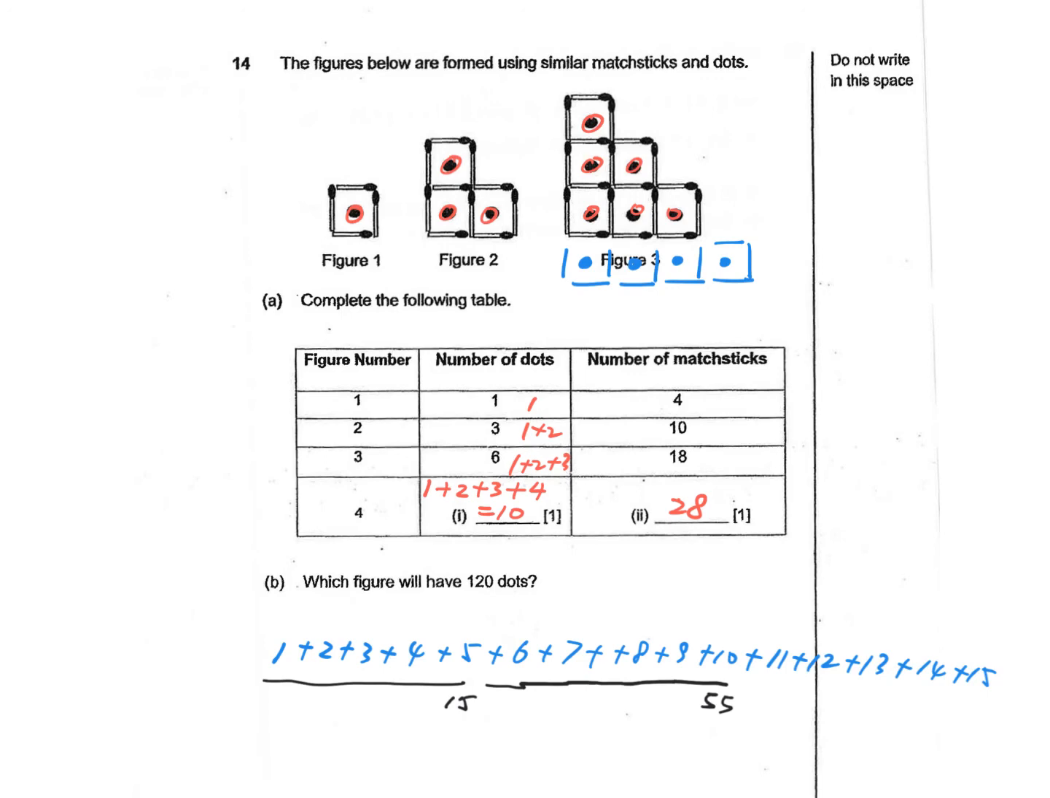Okay, 120. By now we reach 120. Okay, wonderful. We meet our target. And how many rows do we have? We have 15 rows, so that corresponds to figure 15. So the answer is going to be figure 15.